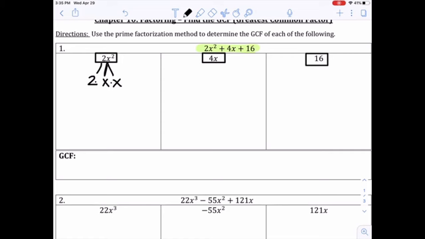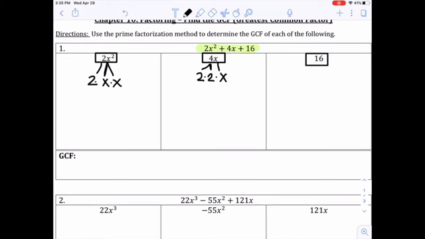Now let's move to the middle. We have 4x. To break down the 4, we have to think of numbers that multiply to give us 4. So for example, 2 times 2 gives us 4. Then we have to look at the variable. We have only one x here, so we just bring down the x. So our prime factorization here is 2 times 2 times x.